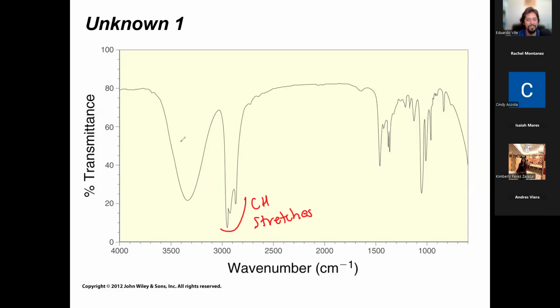Where's the OH? Right? Zena and Rachel said 3500 to 3200. Yep, plus minus a few, but it's in the region, right? This is your OH right here. See, it's smooth, it's strong, medium, broad range, right? Exactly. Good descriptor words. Anything else? Do we see anything else that probably stands out?